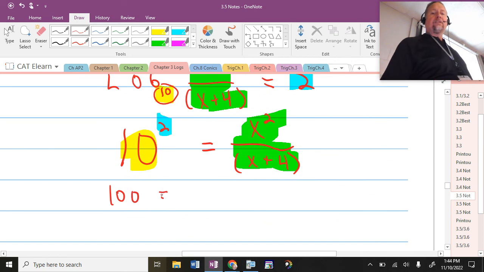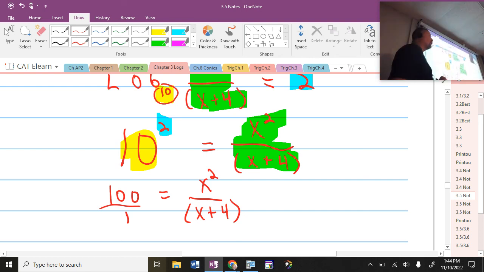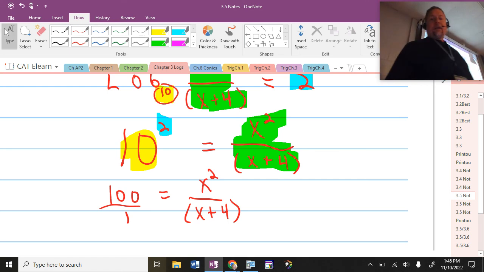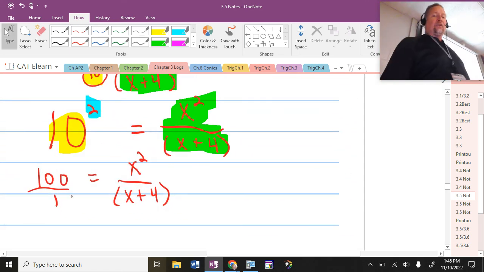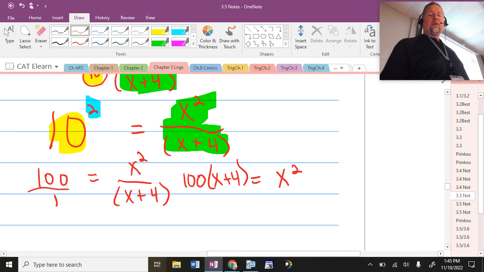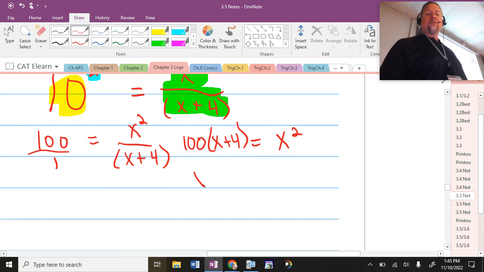And then how can you solve this, x squared over x plus 4? What can you do? This is over 1, by the way. So what am I trying to get you to do? Cross multiply. Okay, and then we're in CAD. I should be able to do this. 1x squared equals, actually, I'm going to do 2 steps in 1 on this next one, 100 times x plus 4. And then I'm going to distribute and subtract.